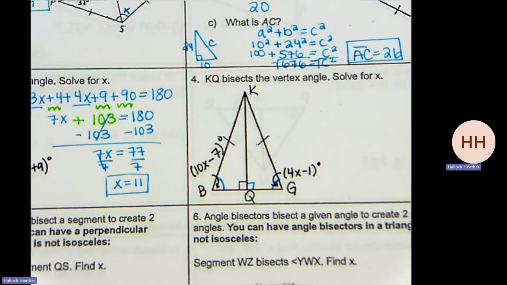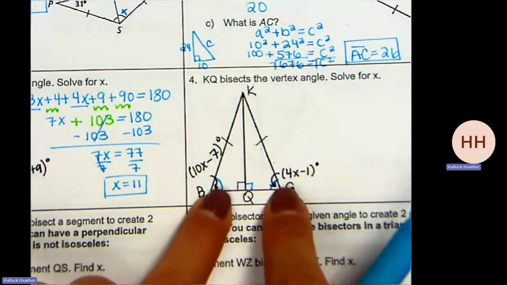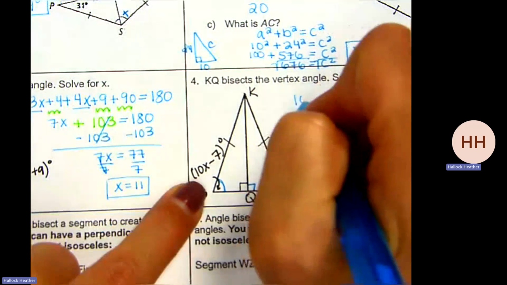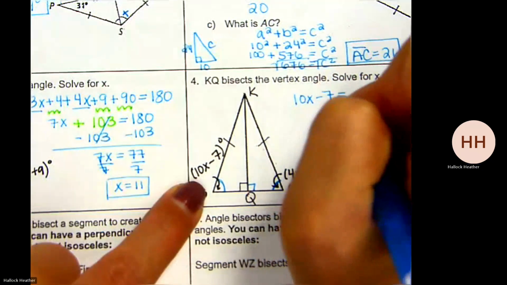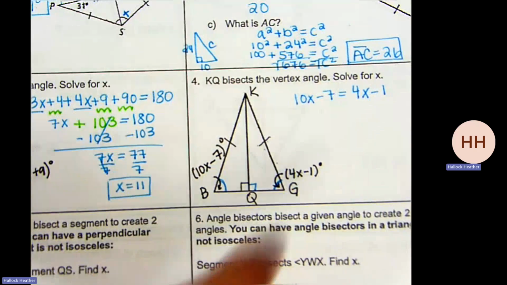This is not adding to make 180. Set them equal. Who said that? Good. Set them equal to each other. Because it's isosceles, the angles are congruent. So I'm going to put an equal sign between them. So I could do 10x minus 7 equals 4x minus 1. Because isosceles triangle, I know the base angles are going to be the same measurement. So I could just equal them to each other.